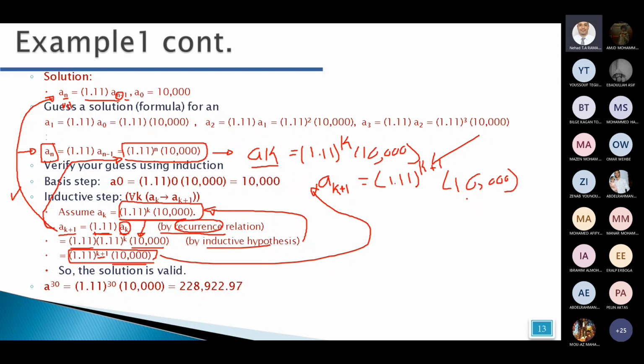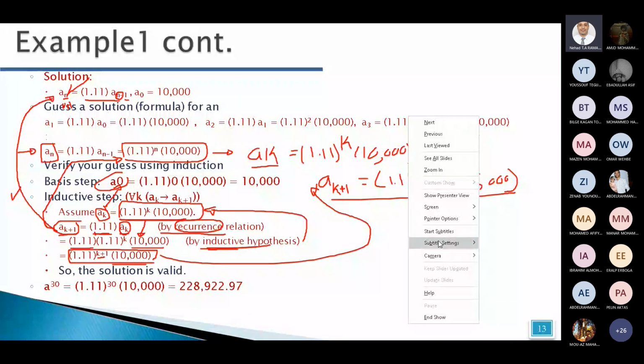This means we start from the recurrence relation, apply it here, and we use our hypothesis, the inductive hypothesis, and at the end we get the solution. So we start from the recurrence relation and get the solution. This means it's correct for A_{k+1}. So it's correct for A_k and it's correct for the first one. So this solution is correct.